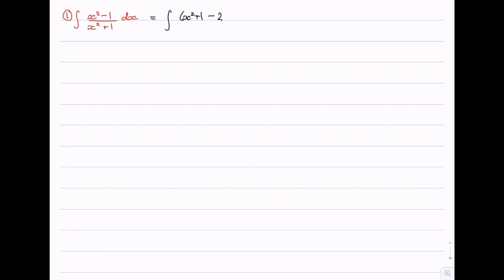But what I can do is I can put brackets around this, and then I can see that I'm able to split my numerator now. I can split it into 2 separate fractions. So I'm left with x squared plus 1 divided by x squared plus 1 minus 2 divided by x squared plus 1. So now I have 2 fractions. Of course, the first fraction is just 1. It's something divided by itself. So that's the integral of 1 minus 2 over x squared plus 1.